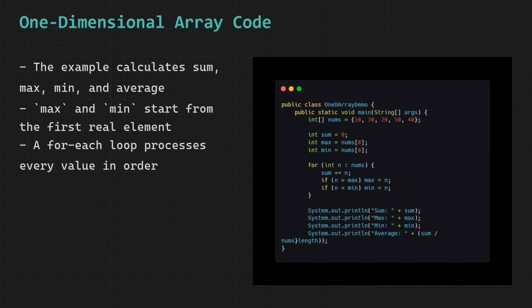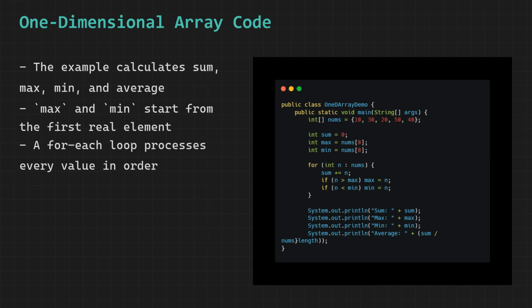The if statement checking n greater than max updates max whenever a larger value is found. Tracing through, max starts at 10, then 30 beats 10 so max becomes 30, then 20 does not beat 30 so max stays 30, then 50 beats 30 so max becomes 50, then 40 does not beat 50 so max stays 50. The if statement checking n less than min updates min whenever a smaller value is found. 10 is already the smallest, so min never changes and stays 10 throughout all 5 iterations.